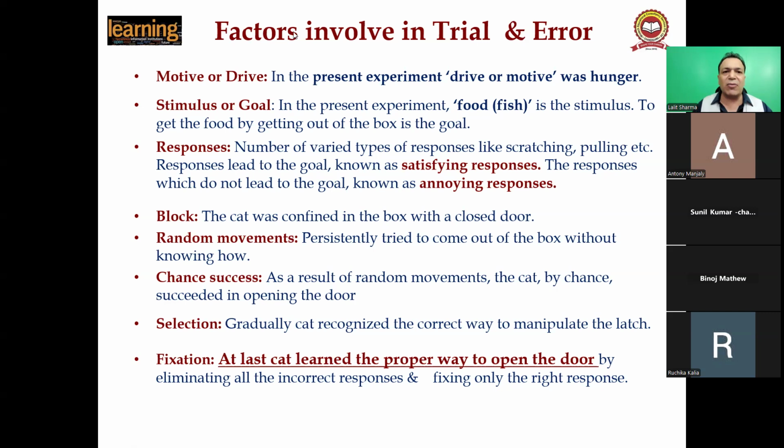So what are the factors involved in trial and error? Number one is a motive or drive. This is the most important. There should be a motive. What was the motive or drive for the cat to come out of the cage? Tell me. Because the cat was hungry.